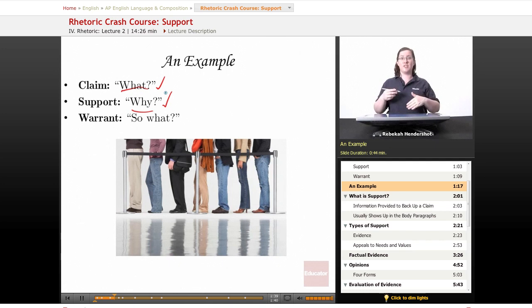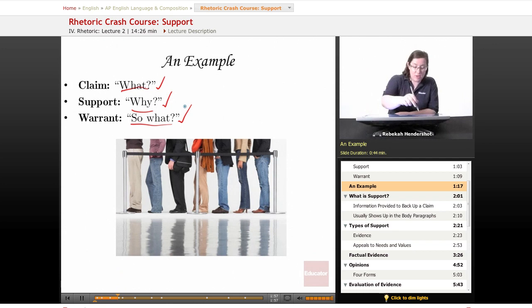You give them your support. "I was here first." And because the person is particularly truculent, they want to see your warrant. So they say, "So what?" And you say, "First come, first served." That's the big idea that connects my support, "I was here first," to my claim, "You should go to the back of the line." So you've got your three parts of argument right there.